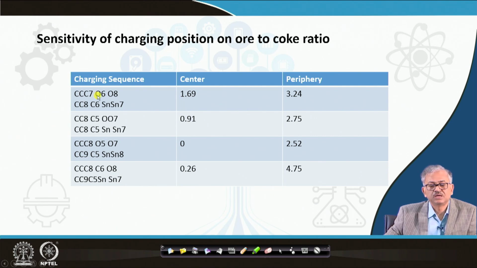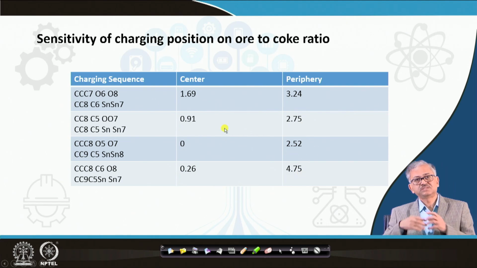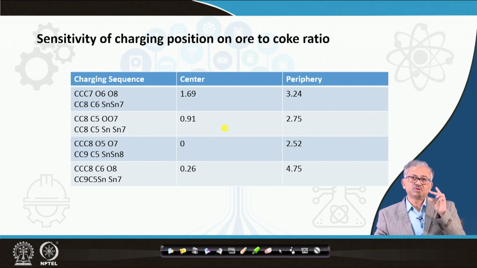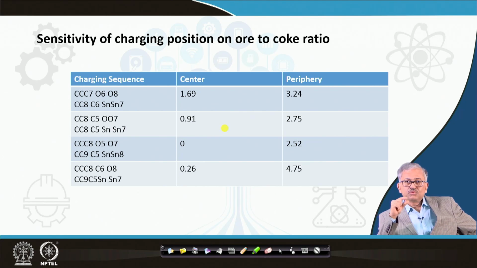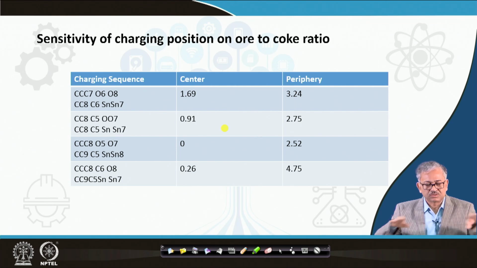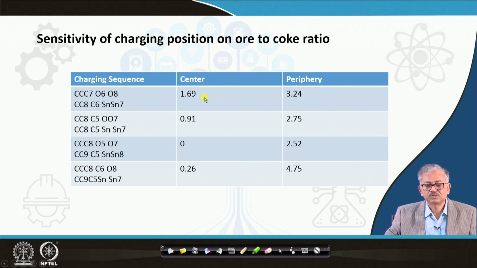If I do it this way, then I get a center ore to coke ratio of 1.69 and periphery 3.24. Then I slightly change this charging sequence, and you can find that the center ore coke ratio can be 0.91. It may be 0 also, and it is 0.026, and in the periphery 2.75, 2.5 to 4.75. So there is a large distribution of the ore to coke ratio. A higher ore to coke ratio makes the bed a little impervious, but at the same time, because ore is there, gas will be utilized more. So the ore coke ratio should be moderate across the cross section. It should not be 0 and 2.52. 1.69 and 0.24 is okay, but this is not a good situation.